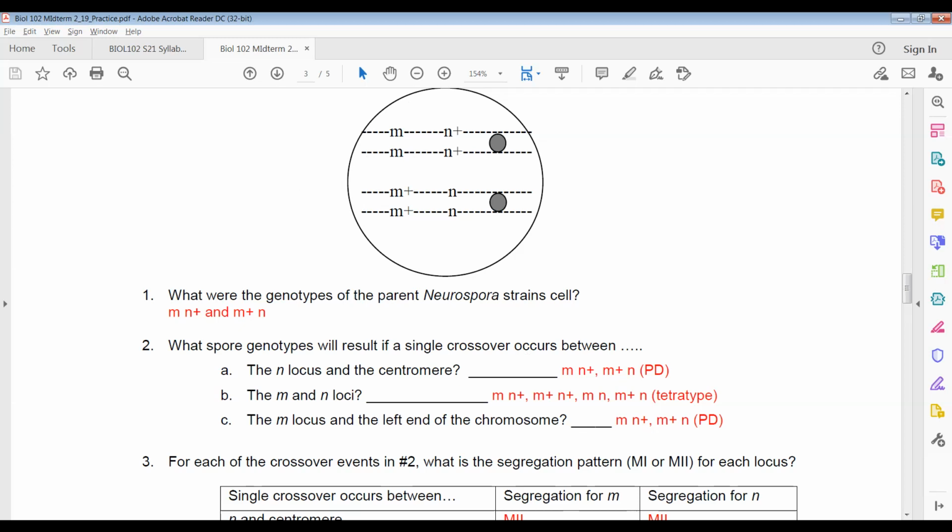So let me draw this picture for you. Okay, this is a good question. Let's say this is the first parent. This is M plus M.